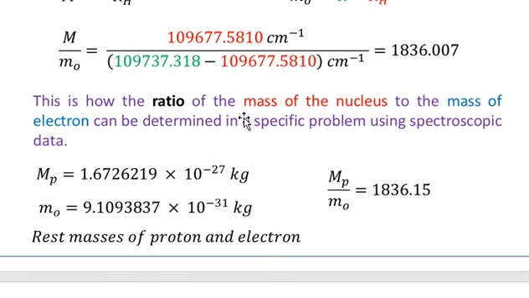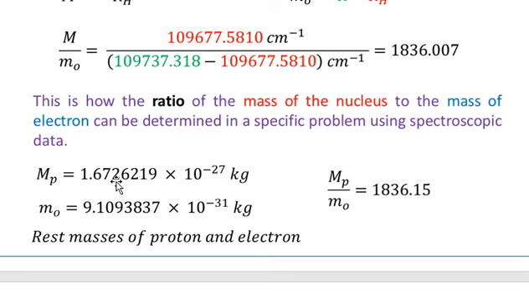This is how the ratio of the mass of the nucleus to the mass of the electron can be determined in a specific problem using spectroscopic data. So you see that we have used the spectroscopic data in order to evaluate the ratio of the mass of the proton, or the mass of the nucleus of the hydrogen atom, to the mass of the electron. So let's evaluate these values with the real data.